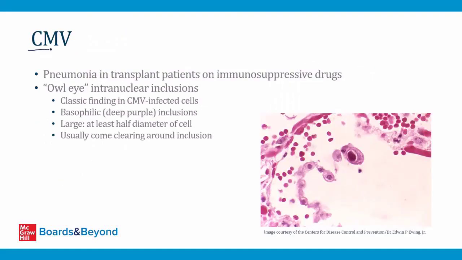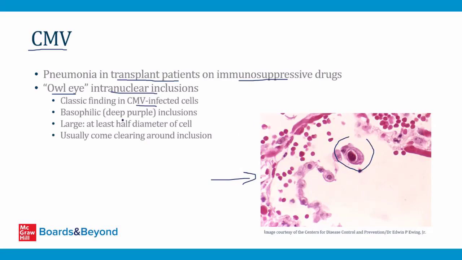Let's talk about cytomegalovirus, which is a very rare cause of pneumonia. It requires immunocompromise to cause pneumonia, so it's a classic cause of pneumonia in patients who had a solid organ transplant, like a liver or a kidney transplant, and they're taking immunosuppressive drugs. The classic pathologic finding of a CMV infection is the presence of so-called owl eye intranuclear inclusions. This is a picture of one on the slide right here. It's a classic finding in CMV infected cells.